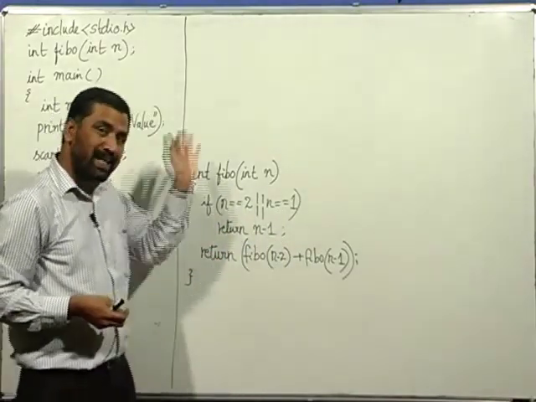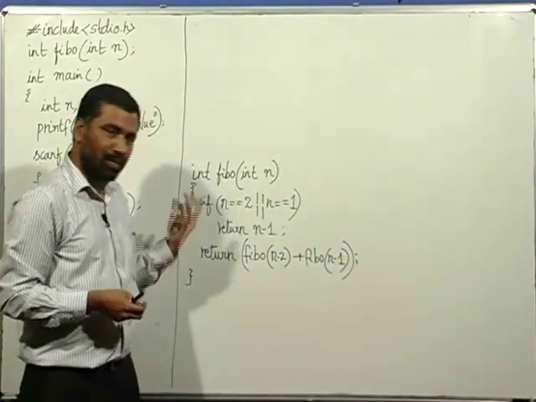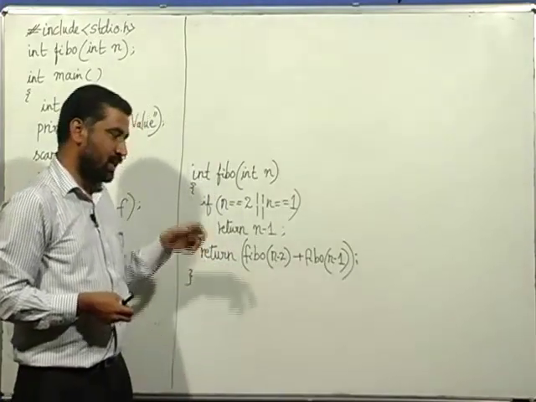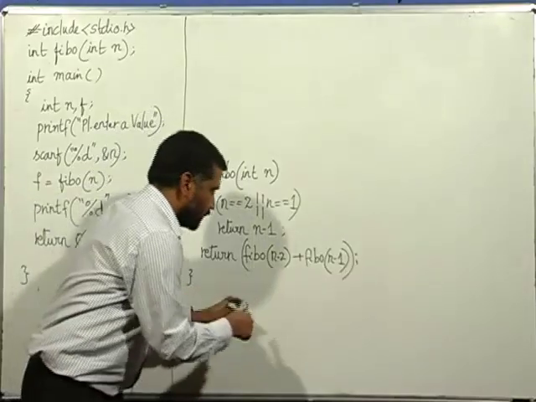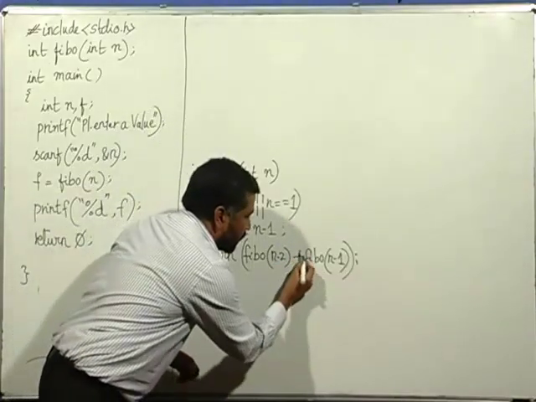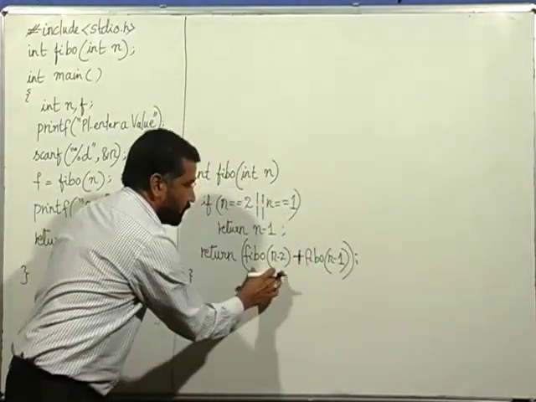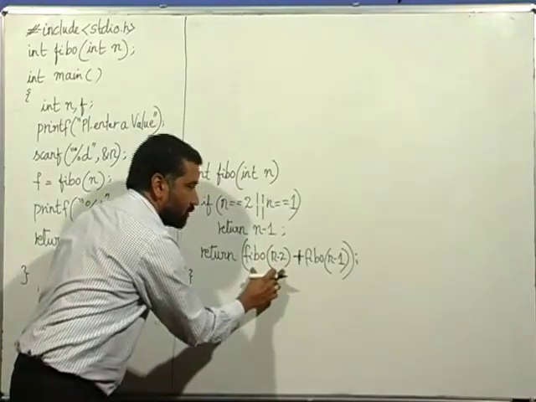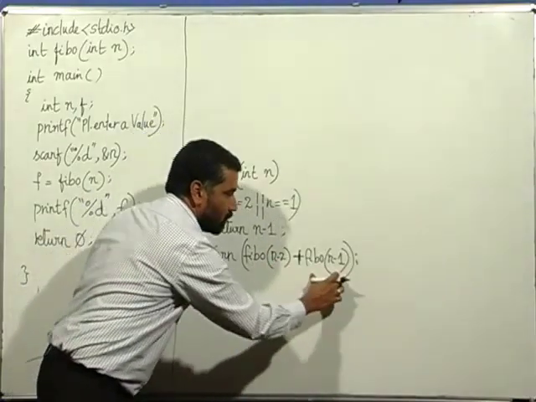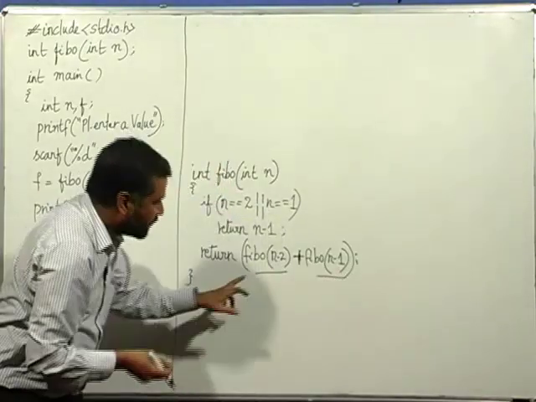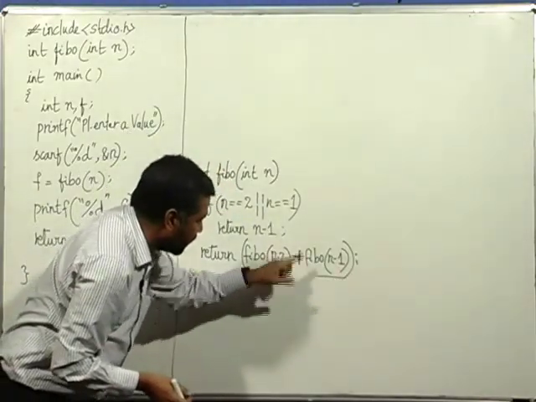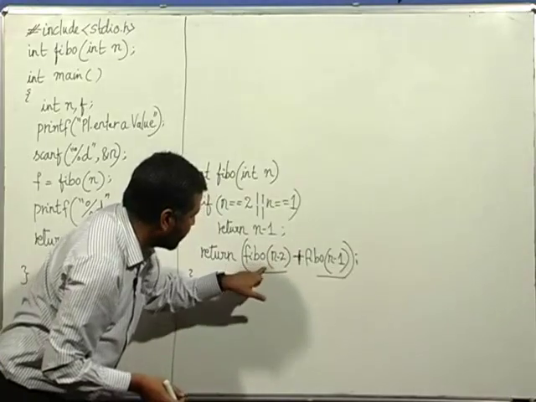And if you give any other position, obviously we have already defined that the nth Fibonacci number can be found out as the summation of n minus 2th Fibonacci number and n minus 1th Fibonacci number. So this is how we find. And you can see that this is a recursive function call. Fibo is the function call with n minus 2.